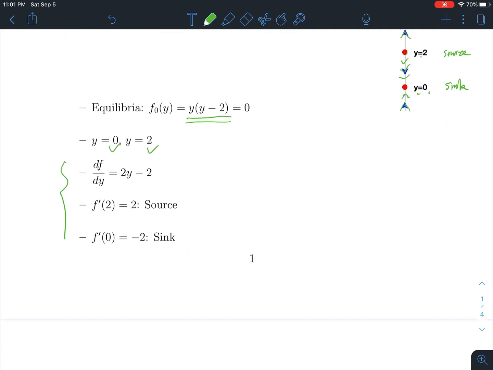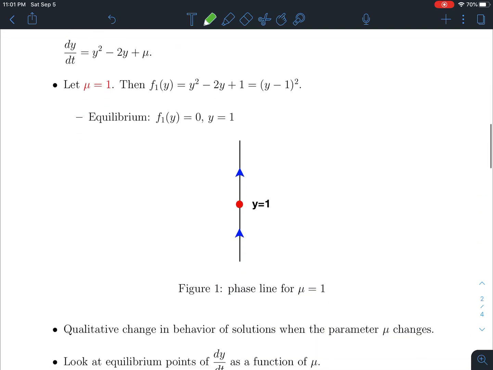If you use the theory of taking the partial derivative of f with respect to y, you can also classify the equilibrium points. For example, df/dy equals 2y minus 2. At y equal to 2, f prime equals 2, which is positive, so it's a source. At y equal to 0, f prime is negative, so it's a sink. That is for a particular mu equal to 0.